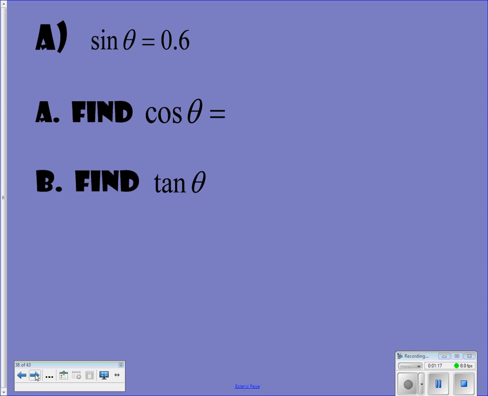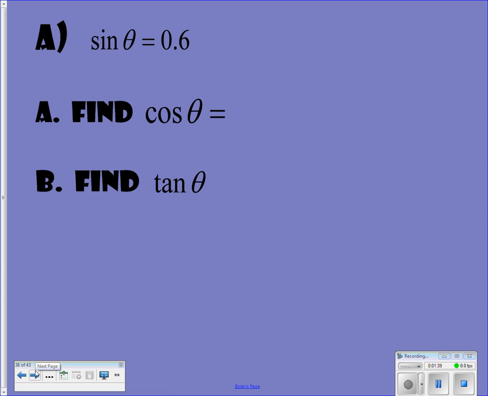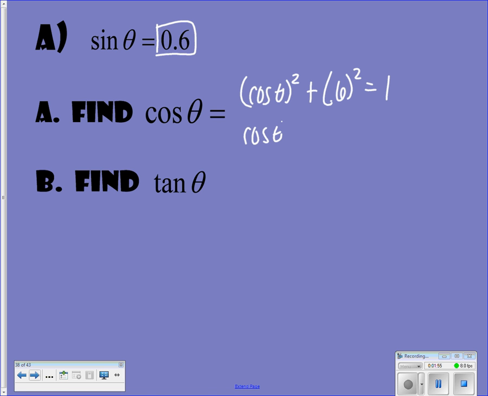So let's take a look at example 1. Example 1 tells me that the sine of theta is 0.6, and I want to find the cosine and the tangent. The idea is to find the relationship between the two, which is primarily found through the Pythagorean identity. If you're not sure which one to use, start with the Pythagorean. So cosine of theta squared plus sine of theta squared, but we know sine of theta equals 0.6, so I substitute that in, and it equals 1. Then I can solve for cosine of theta with algebra.